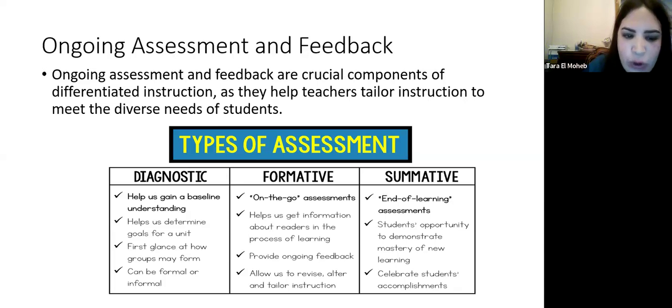First, glance at how groups may form. For example, what groups are going to be formed based on the levels of each student? Can be formal or informal. Formative, on-the-go assessments help us get information about the learners in the process of learning. So it's an ongoing process, a flexible ongoing process, that allows us to revise after and tailor instruction.